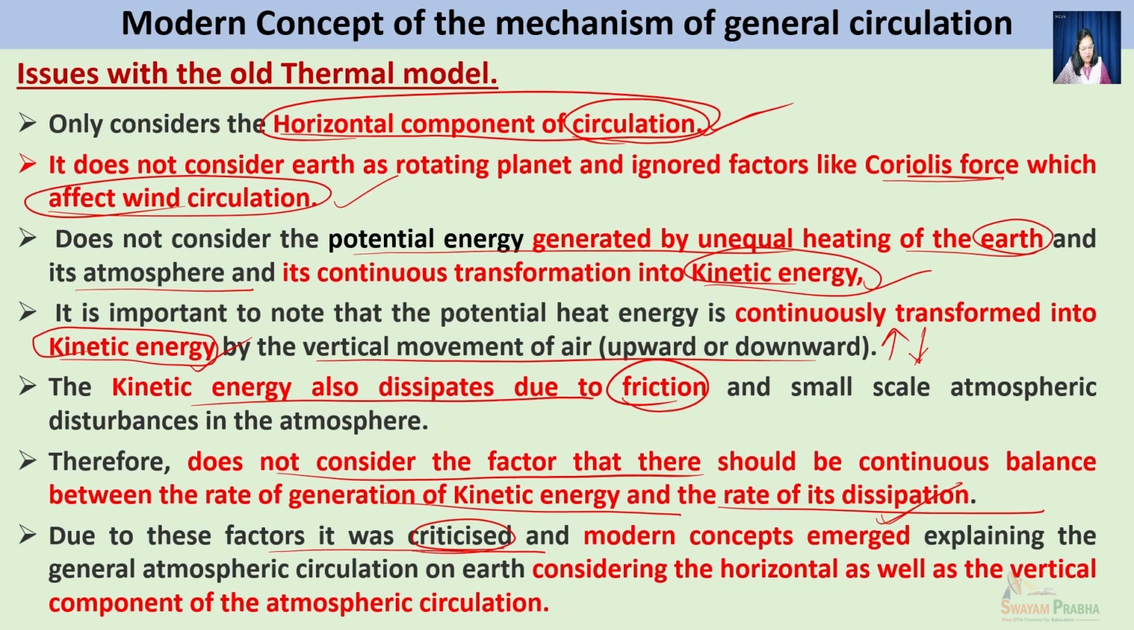Today we have the modern concepts, modern theories which consider the horizontal as well as the vertical component of atmospheric circulation. As the knowledge regarding the Earth's interiors, Earth's atmosphere, Earth's surface improved, definitely various factors which influence the general atmospheric circulation on Earth were taken into consideration. So new modern theories began to emerge explaining the mechanism of general circulation.